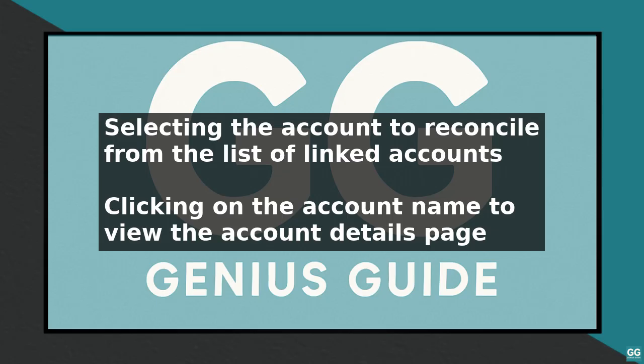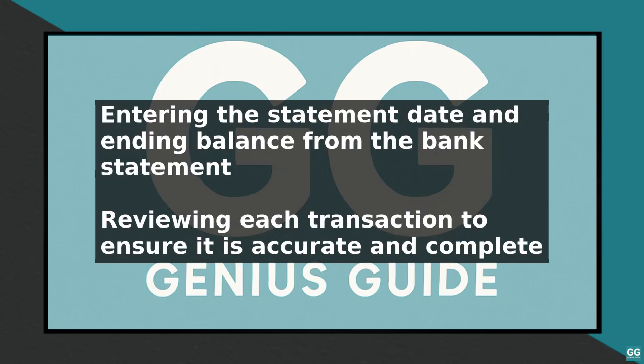Mint will then display a list of all transactions that have occurred since the last reconciliation. Review each transaction to ensure it is accurate and complete. If you find any discrepancies, you can add or remove transactions as needed. Once you have reviewed all transactions, click the Reconcile button to complete the process. Mint will then update your account balance to reflect the reconciled balance.